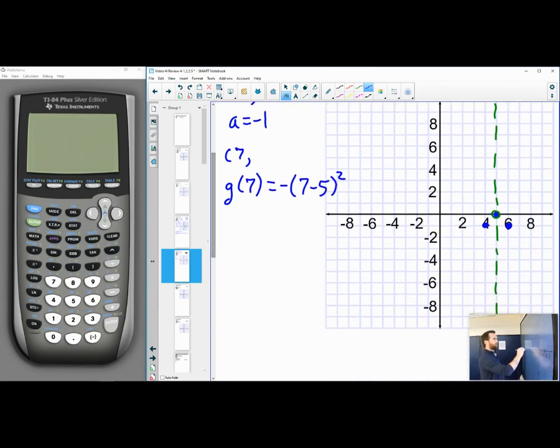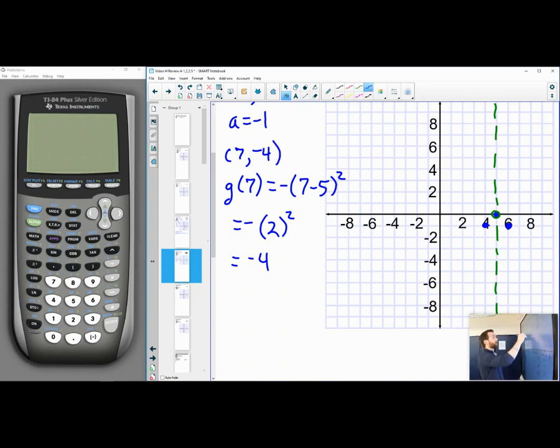And we simplify. Let's do parentheses first. 7 minus 5 is 2 squared, and we just get negative 4 when we square 2. 2 times 2 is negative 4. Remember, this negative was not being squared, so we don't do negative 2 times negative 2. It's just 2 times 2, and then we put a negative in front.